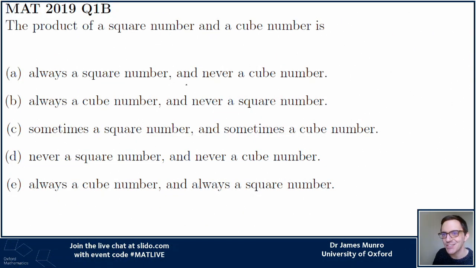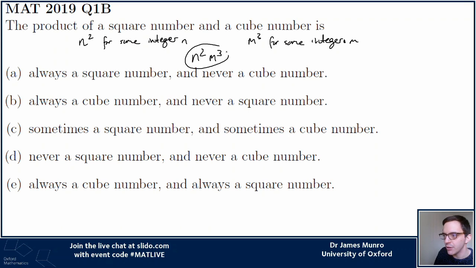Question 1B asks us for the product of a square number and a cube number. So a square number is going to be n squared for some integer n, and a cube number means m cubed for some integer m. Okay, and the product will then be n squared m cubed.